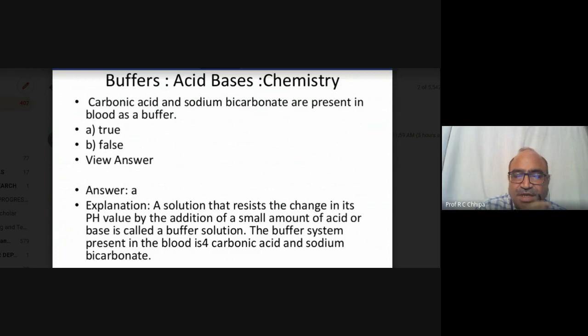So if both are there in the blood, buffering action will be there. So the question is whether this statement is true or false. Anyone? So that is true. And the explanation regarding this question: a solution that resists the changes in the pH value by addition of a small amount of acid or base is called a buffer solution. The buffer system present in the blood is carbonic acid and sodium bicarbonate. So this one is the correct answer.